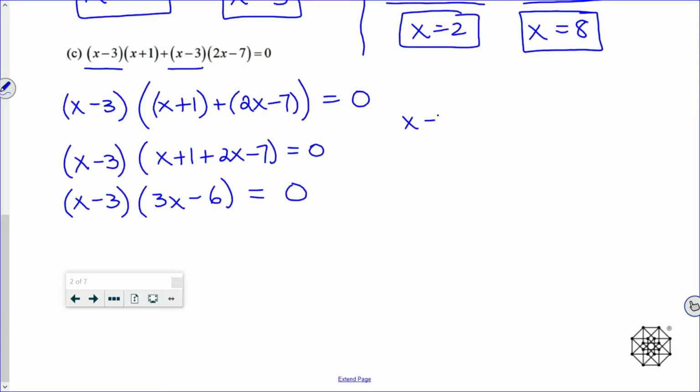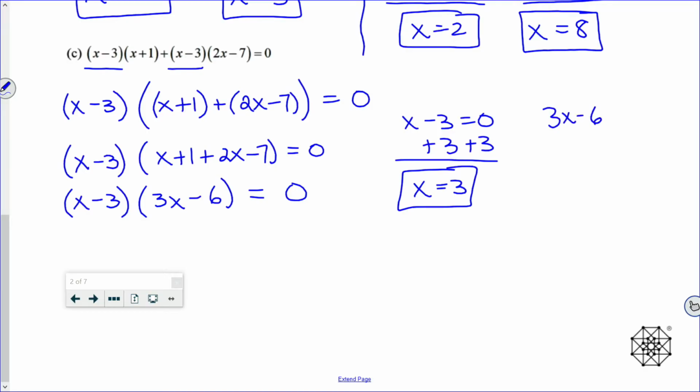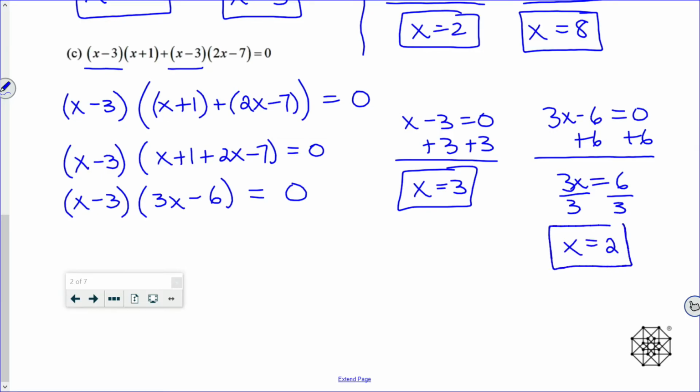We'll get x minus 3 is equal to 0. Add 3 to both sides. And I'll get x is equal to 3. And then I'll take my 3x minus 6 and set it equal to 0. Maybe a little bit more work on this one because I have to add 6 to both sides. And then I have to divide both sides by 3, giving me 6 divided by 3, which is equal to 2. But easy enough, right?